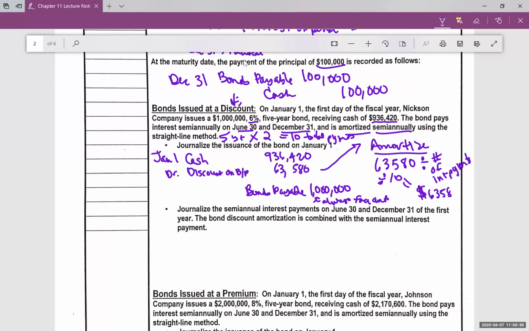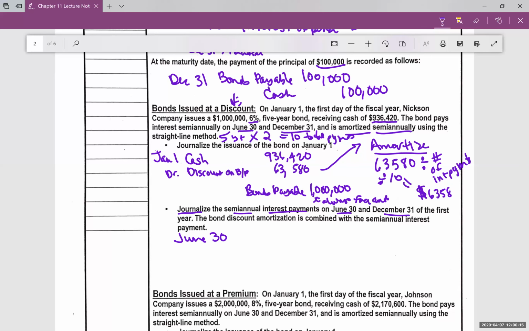Okay, I'm going to say it one more time. When we figure the amortization, we take the total discount amount, 63,580. We divide it by the total number of interest payments, which in this case is 10, because it's a 5-year bond with 2 payments a year. So 63,580 divided by 10 is 6358. Now we're going to use that number on the next one. So now when we journalize the semi-annual interest payments on June 30th and December 31st, it will look like this. And both payments will be identical.